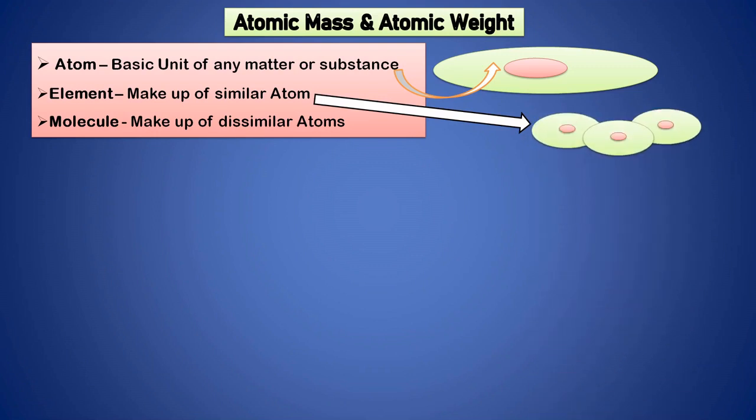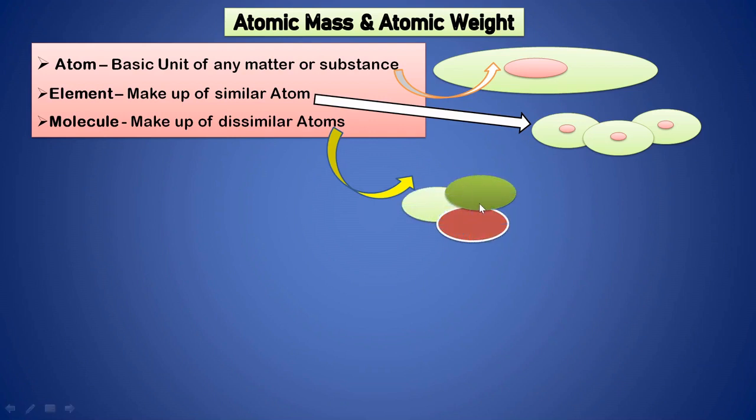So an element is made up of two or more similar atoms. Here you see an element that contains three similar atoms. So this is an element. Next, a molecule is a complex of two or more dissimilar atoms.